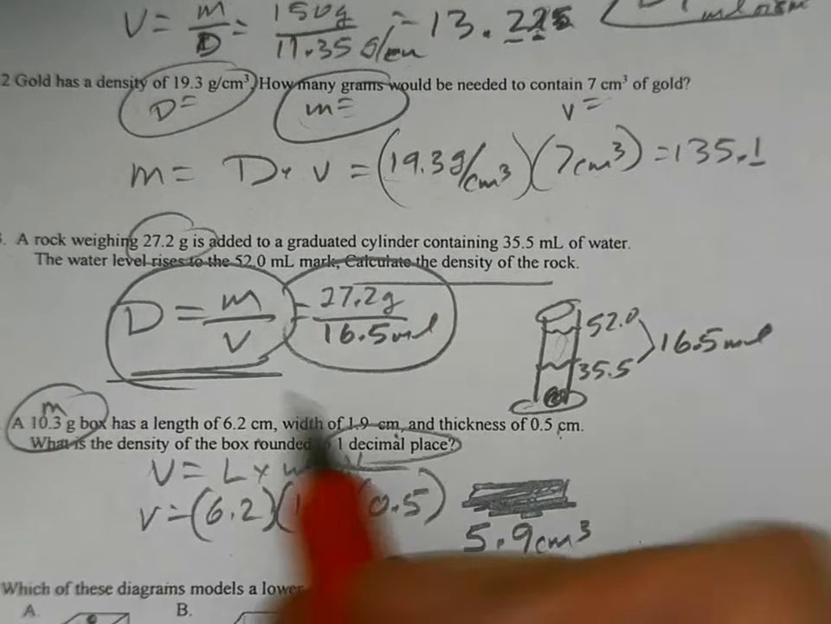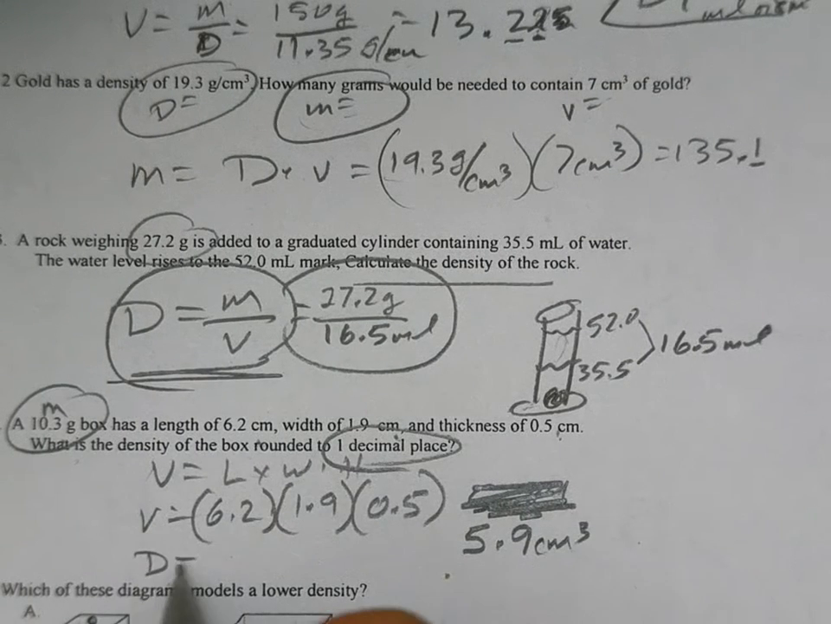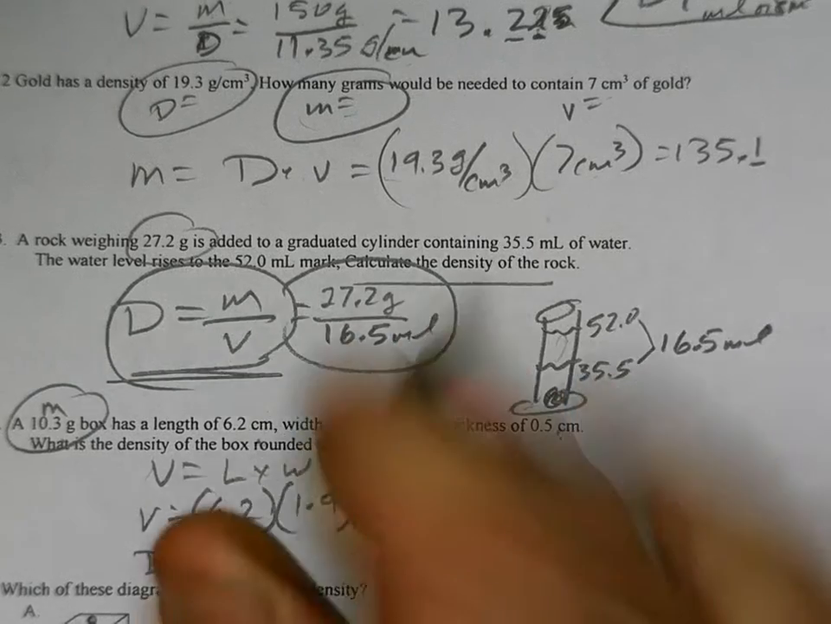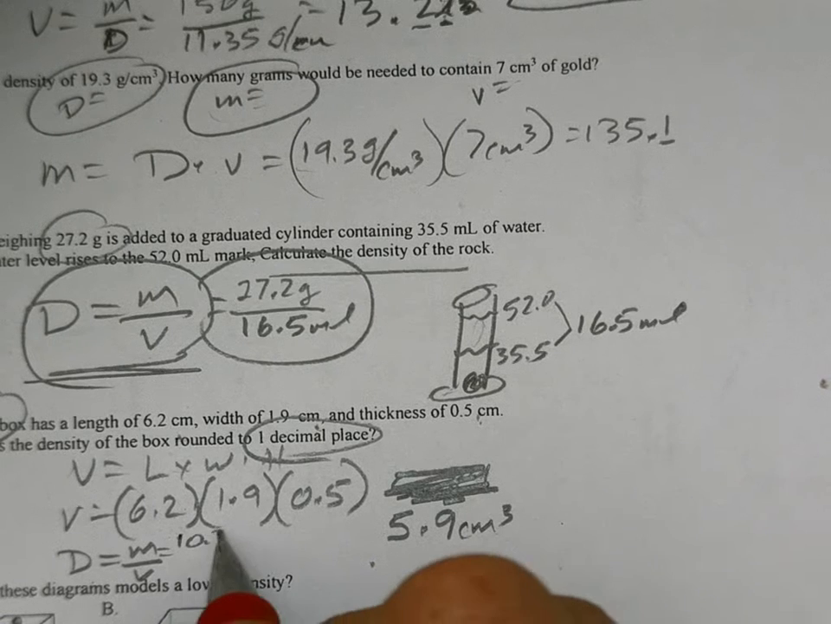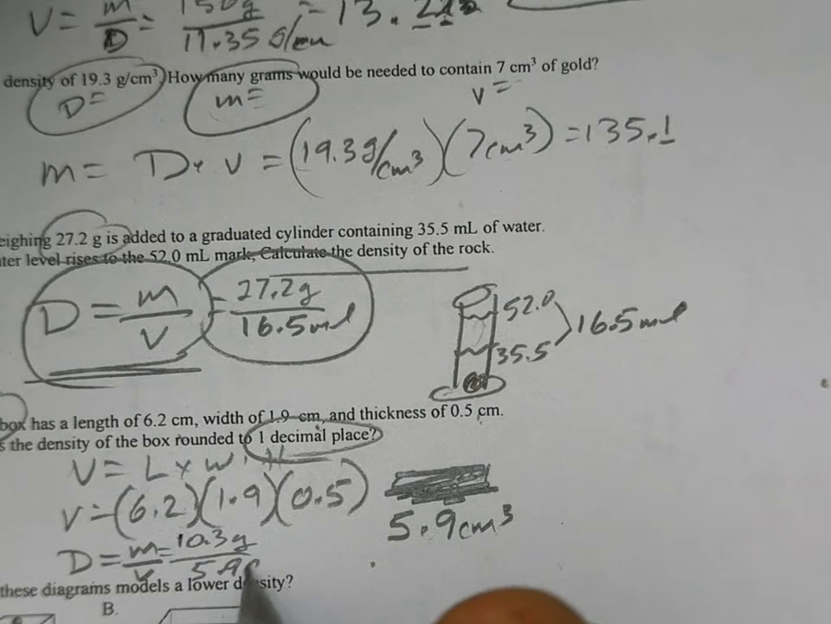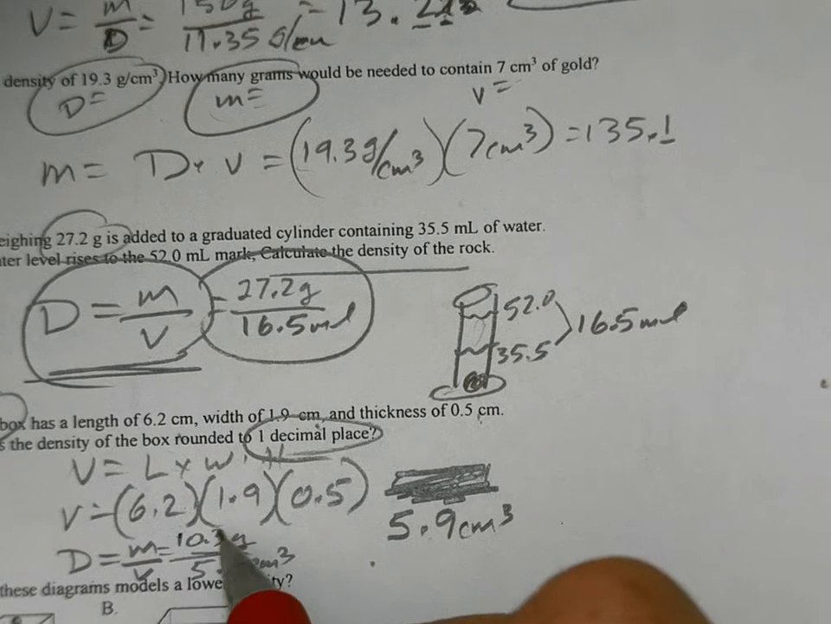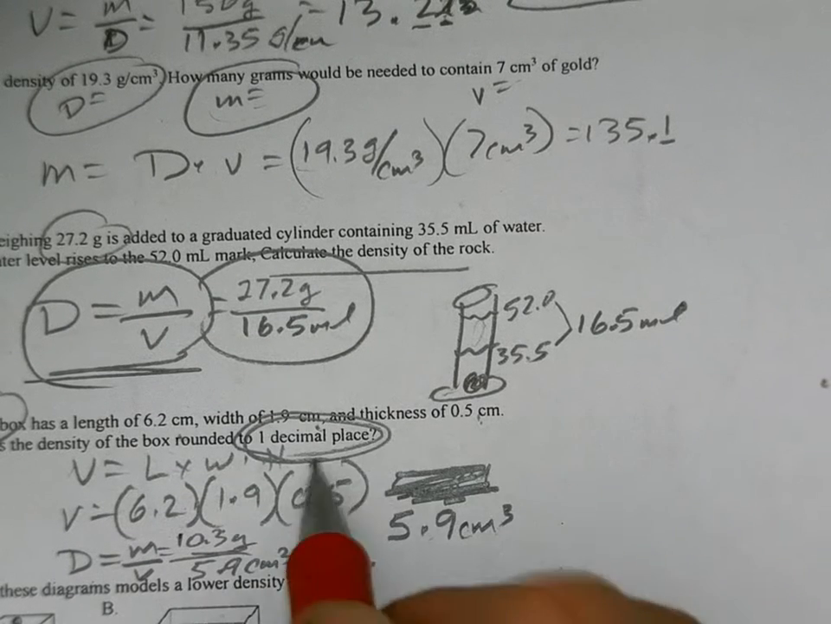We're not done. We have to find density because we're looking for density. Density equals mass divided by volume. That was right up here, on the top of the test. Now the mass was equal to 10.3 grams. We figured out the volume is 5.9 centimeters cubed. You have to divide this number by that, and remember, whatever the answer is, round it to 1 decimal place.